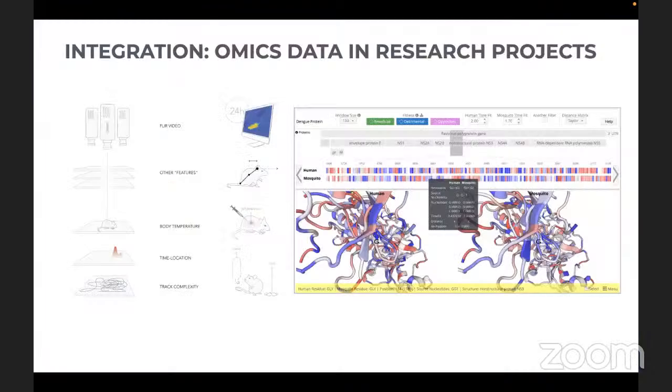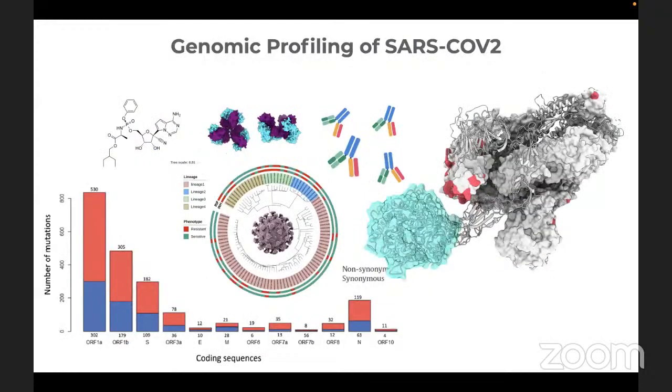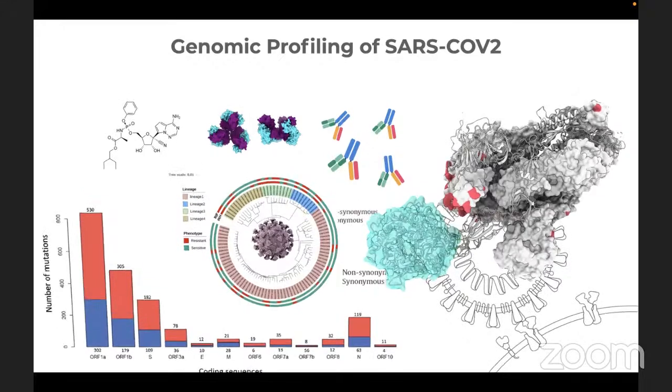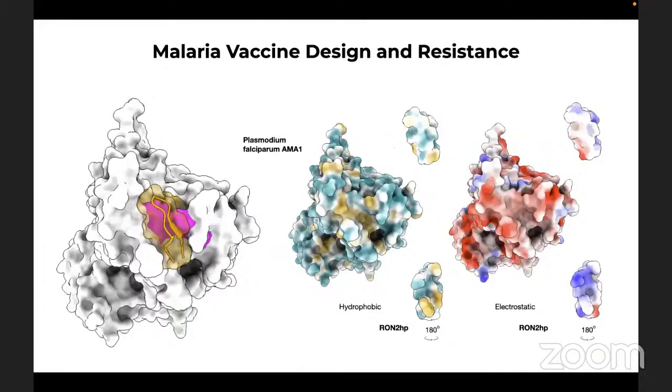So we have several of these case studies: integration of omics data into research projects, pharma projects for biomolecular or biomarker discovery. These all boil down to the structure of the protein and understanding. So these have the Cheminformatics component, and then the COVID-19 case study, where we are discussing understanding the different binding domains and then strategizing based on the structure. And what are the different ways to look at infectious disease research.